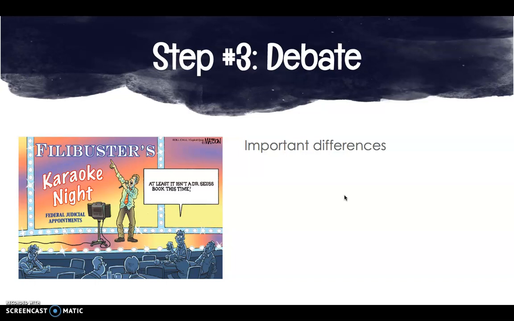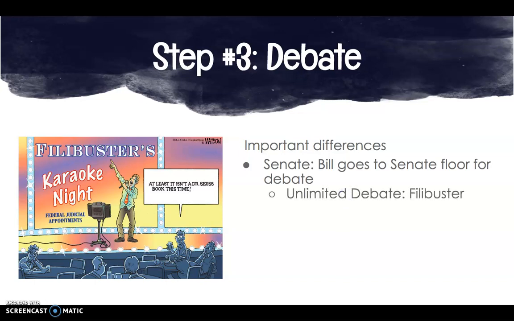Now, there are important differences for debate between the two chambers of Congress. In the Senate, the bill goes to the Senate floor, and as we've seen, there can be unlimited debate due to the size of the Senate, and this is called a filibuster, where the point is to talk the bill to death and delay a vote. Now, senators can end a filibuster with 60 votes. That is called the rule of cloture.